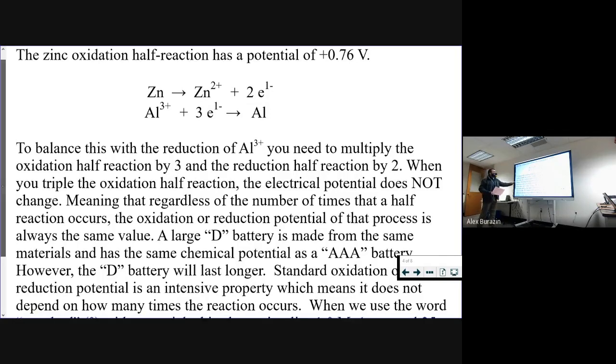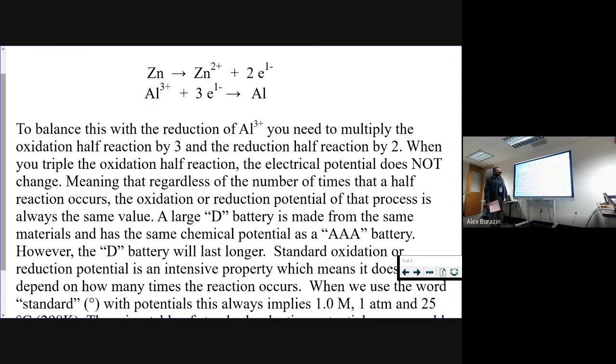So to balance this with the reduction of aluminum, you would need to multiply the oxidation half reaction by 3 and the reduction half reaction by 2. If we were balancing it the old-fashioned way, where we do the oxidation numbers, we figure out what's oxidized, what's reduced, we take down one half, we take down the other half, we balance each half independently, then we combine the halves, remember that? However many electrons I lose needs to match however many electrons I gain. I cannot gain or lose more electrons than the other half reaction allows.